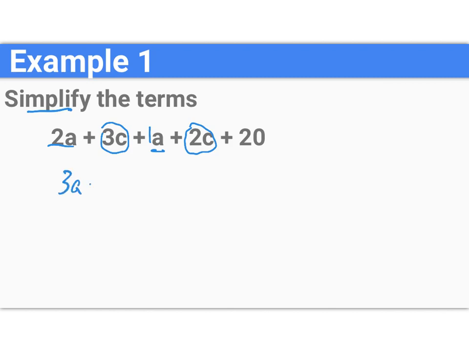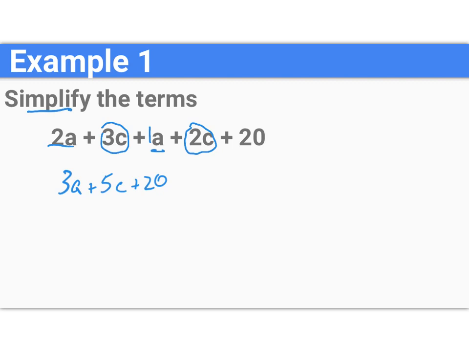And then let's combine our C's. 3 plus 2 becomes 5C plus 20. Now, this expression is simplified. This is all you can do with it. You cannot add an A to a C because they're different letters. And you cannot combine the numbers with the letters because they're not the same.